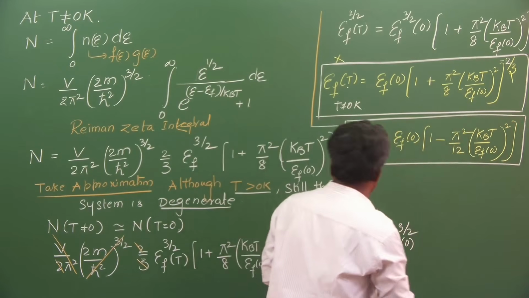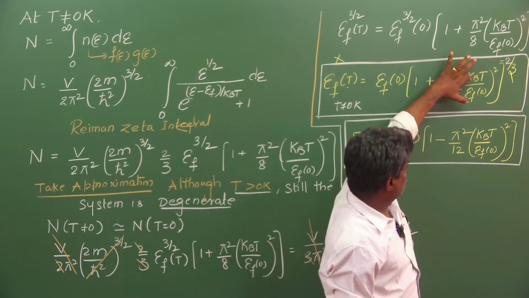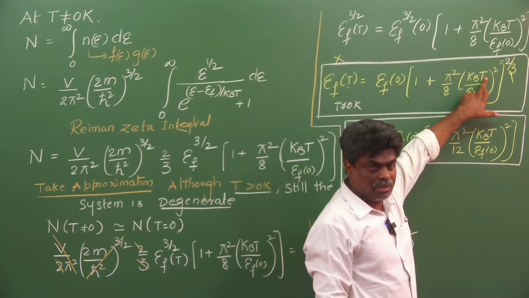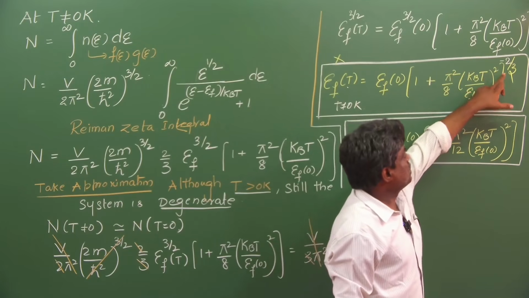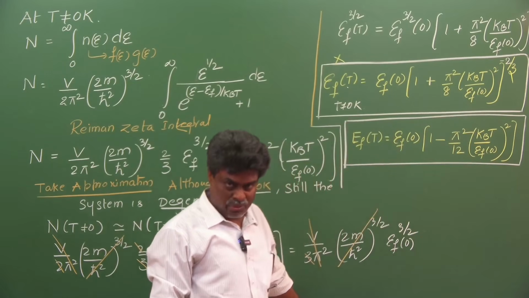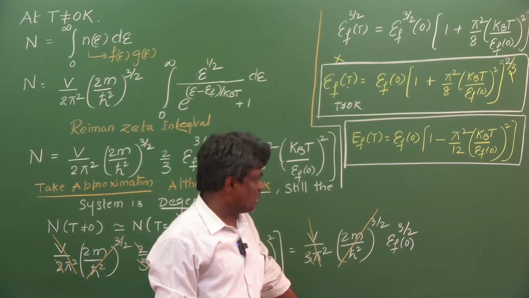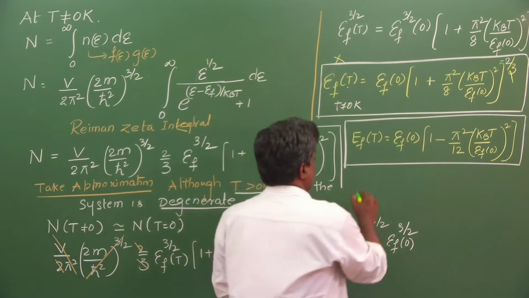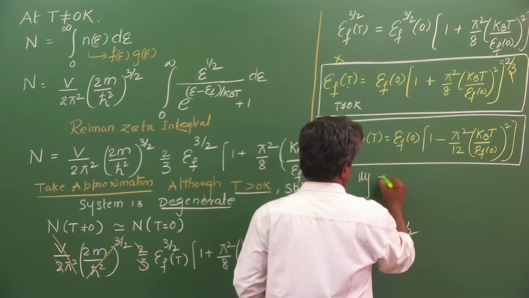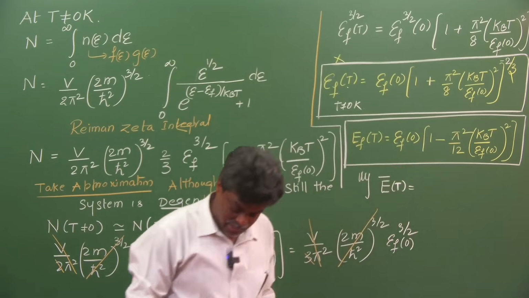Because already we have taken some approximations, this value is very small, since we are taking low temperature only, not a very high temperature. That's why you can apply the binomial expansion. So finally EF of T equal to EF of 0 into 1 minus pi square by 12 kBT by EF of 0 whole square. Similarly, I am writing the average energy at a temperature T. I will write the final expression for that also.